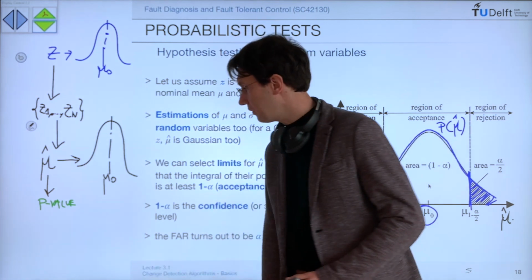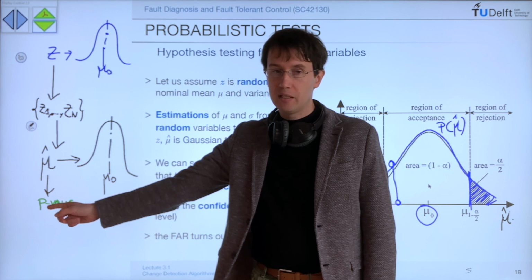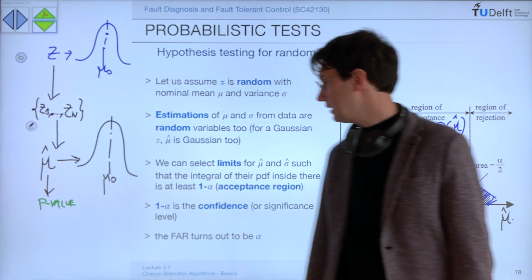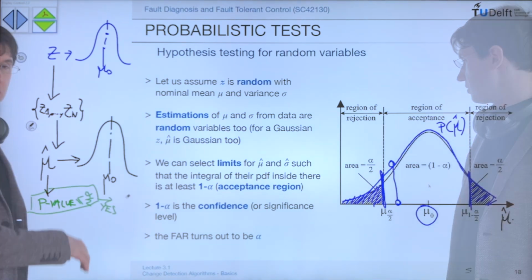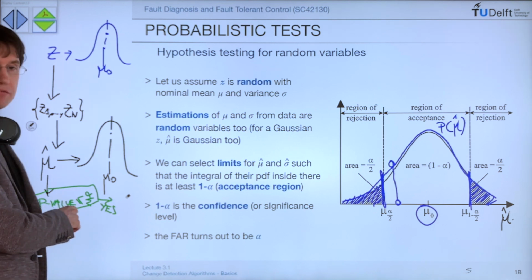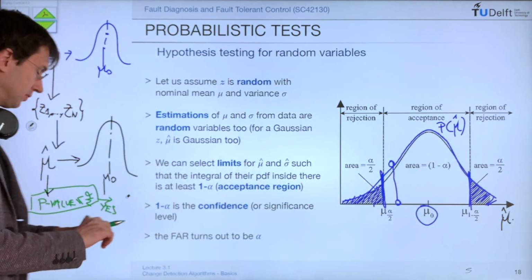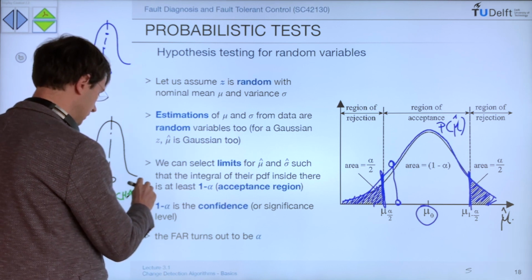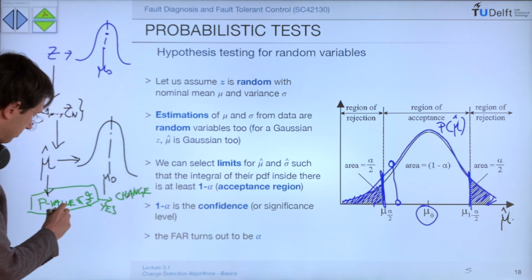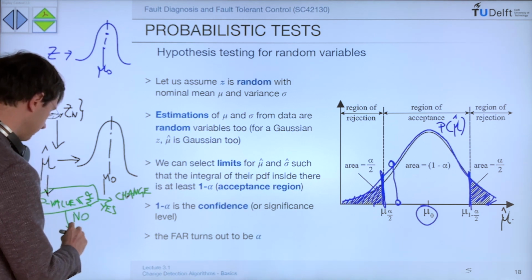Anyway, once you compute this p-value, the only thing that you need to check is whether this is bigger or smaller than the significance level that you want. So if the p-value is equal to or smaller than alpha over 2, it means I am in either this or this tail. So there has been a change. If the p-value is not, then everything is okay.